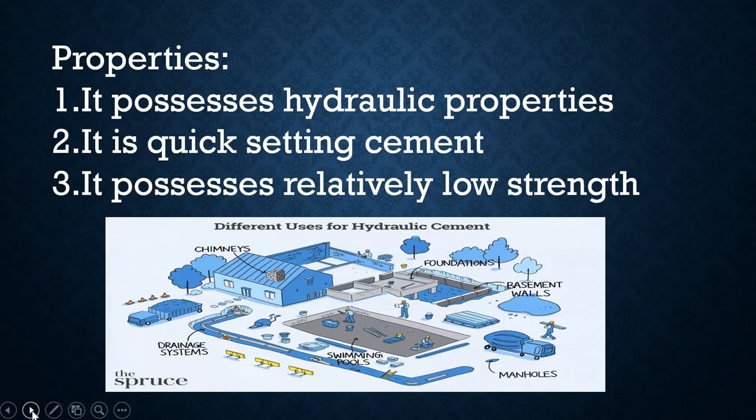Properties. The properties of natural cement are: it possesses hydraulic properties, it is a quick setting cement, and it possesses relatively low strength. You can see the different uses of hydraulic cement. It is used for chimneys, drainage systems, swimming pools, foundations, basement walls, and manholes.